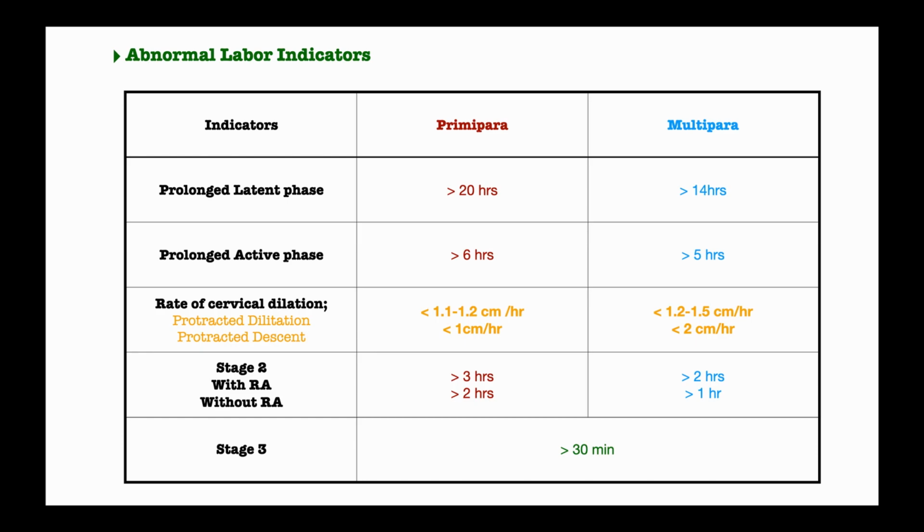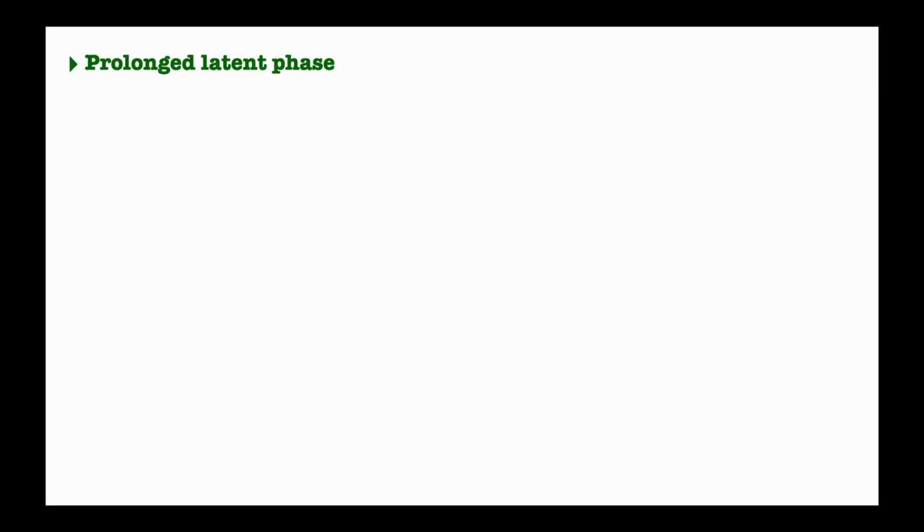Then in the third stage of labor, it must last for 30 minutes for both primipara and multipara. And so any third stage which lasts for more than 30 minutes in both primipara and multipara is said to be abnormal. Now, let's look at the various phases in detail.